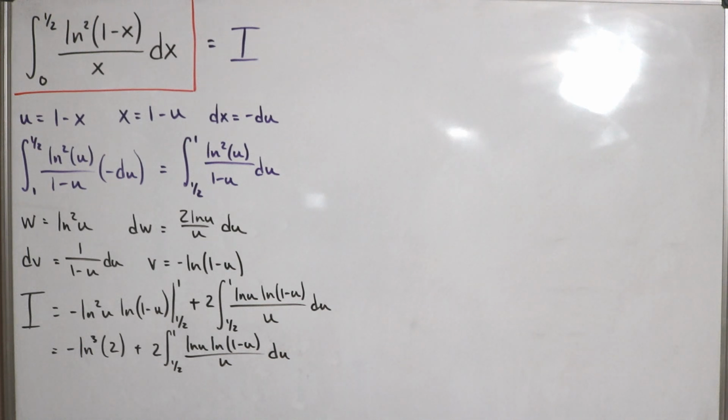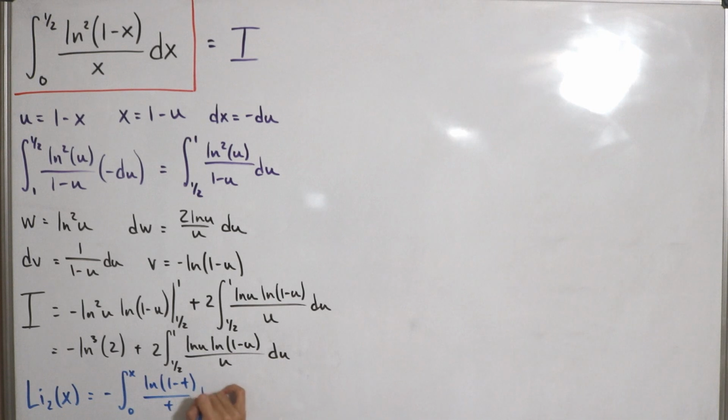So let me actually write down its definition representation. What that represents is that Li with order 2 of x is going to equal the negative of the integral from 0 to x of ln of 1 minus t and then divided by t dt.